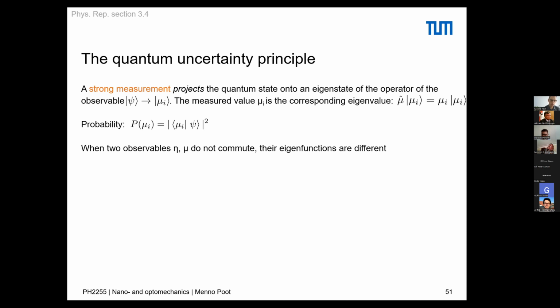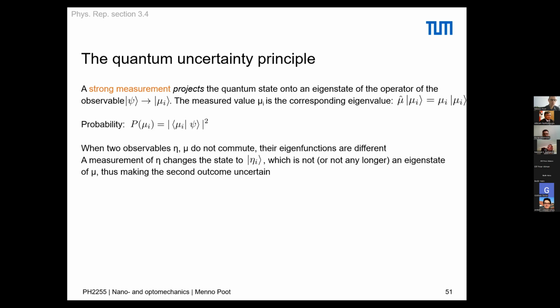If you want to do two measurements, say on two observables, eta and mu, then if these things commute, no problem. But if those two observables do not commute, then the eigenfunctions will be different. And it means that if you first do a strong measurement of observable eta, that's going to change the wave function into the state eta i, which one we don't know, of course, beforehand, but one of these states will be selected. And this is now no longer an eigenstate of the second measurement, mu. And it makes the second measurement outcome uncertain.